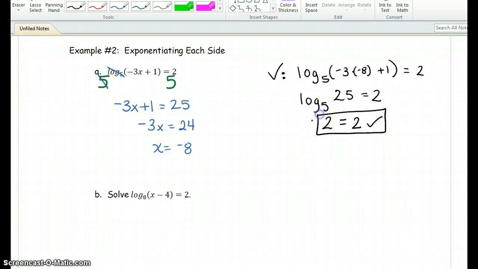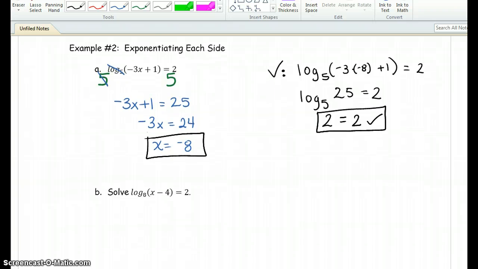So I'm going to box that out. Oh, that's not our answer. x equals negative 8 is our answer. That just verifies that negative 8 works. All right, let's move on to the next one.